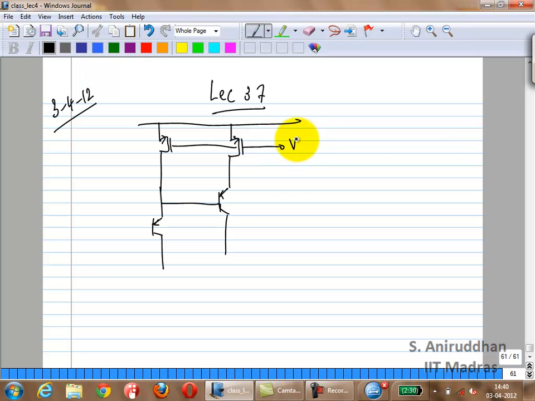I'm just going to make it like this. I'm just going to add a current source through these two transistors, a PMOS current source in this case. If you do that, you will get exactly 2 VB. That's what you will get. Correct?